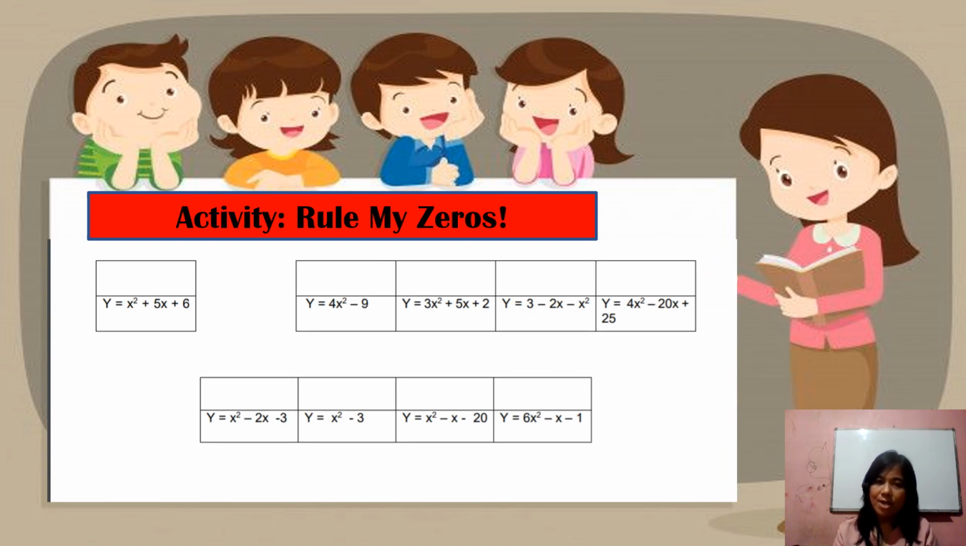So, halimbawa, yung na-solve mo for letter T is etong y equals x squared plus 5x plus 6. Lagay mo yung T dito until mag-get mo yung hidden message. So, decode mo na yung message. Ano kaya yung message dito?